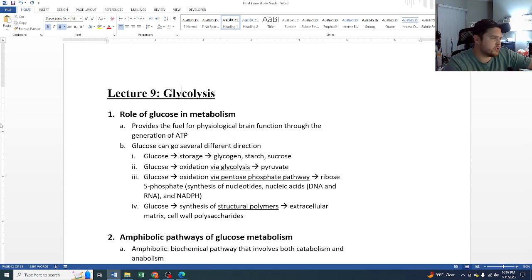Glucose can go several different directions. You can go into the storage form. It can go into the oxidation via glycolysis. It could also go into the pentose phosphate pathway. Or it can go into the making of the different structural type stuff for the body. So glucose is very, very versatile. We need it for lots and lots of reasons.